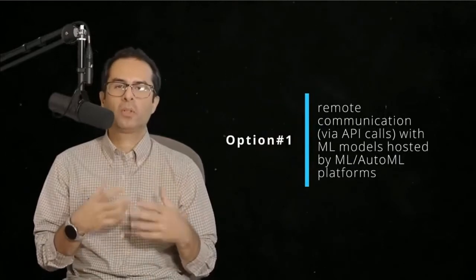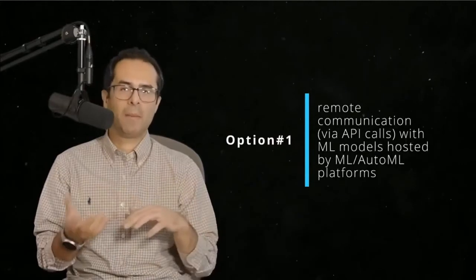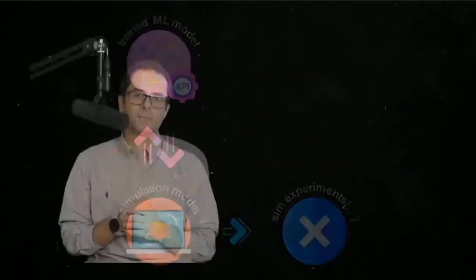Option 1, remote communication via API calls with ML models hosted by ML or AutoML platforms. Any trained ML model can be deployed in a way that allows it to be queried via API. Almost all popular ML or AutoML platforms provide an easy mechanism to do this out of the box. Within your simulation, simple code can be added to construct the request at the appropriate time and apply the returned prediction. This workflow abstracts away from the programming language of the trained ML model.